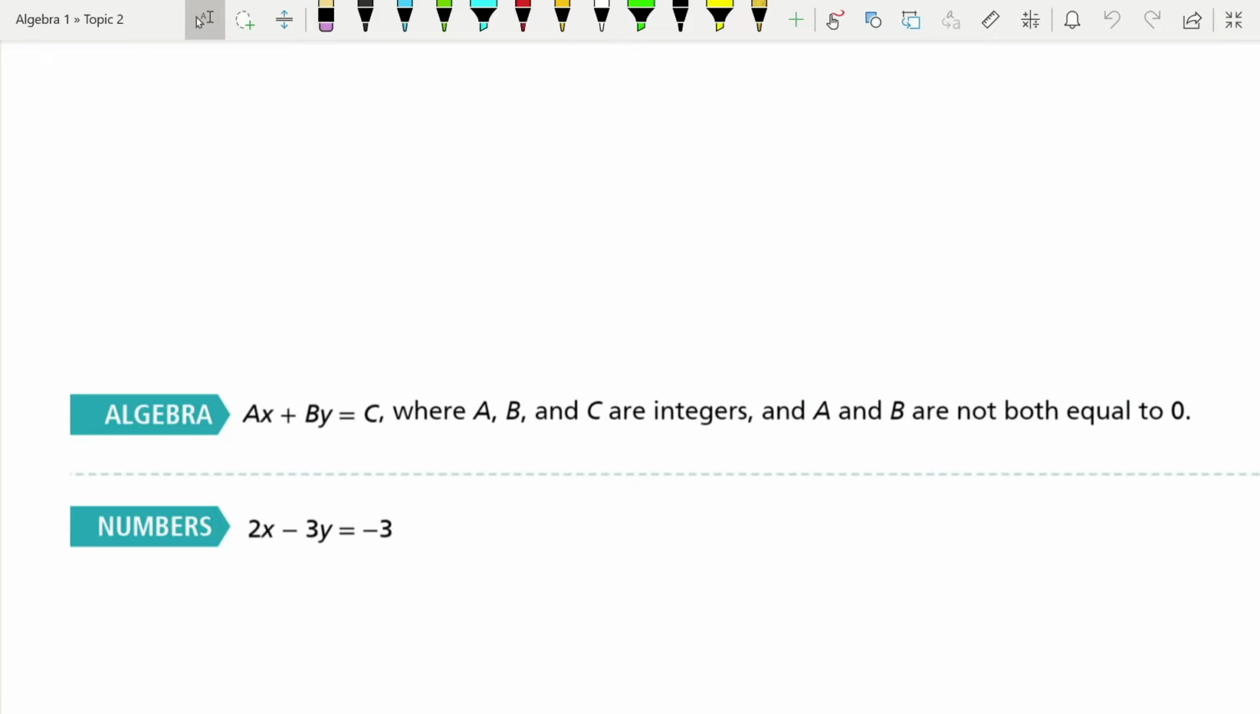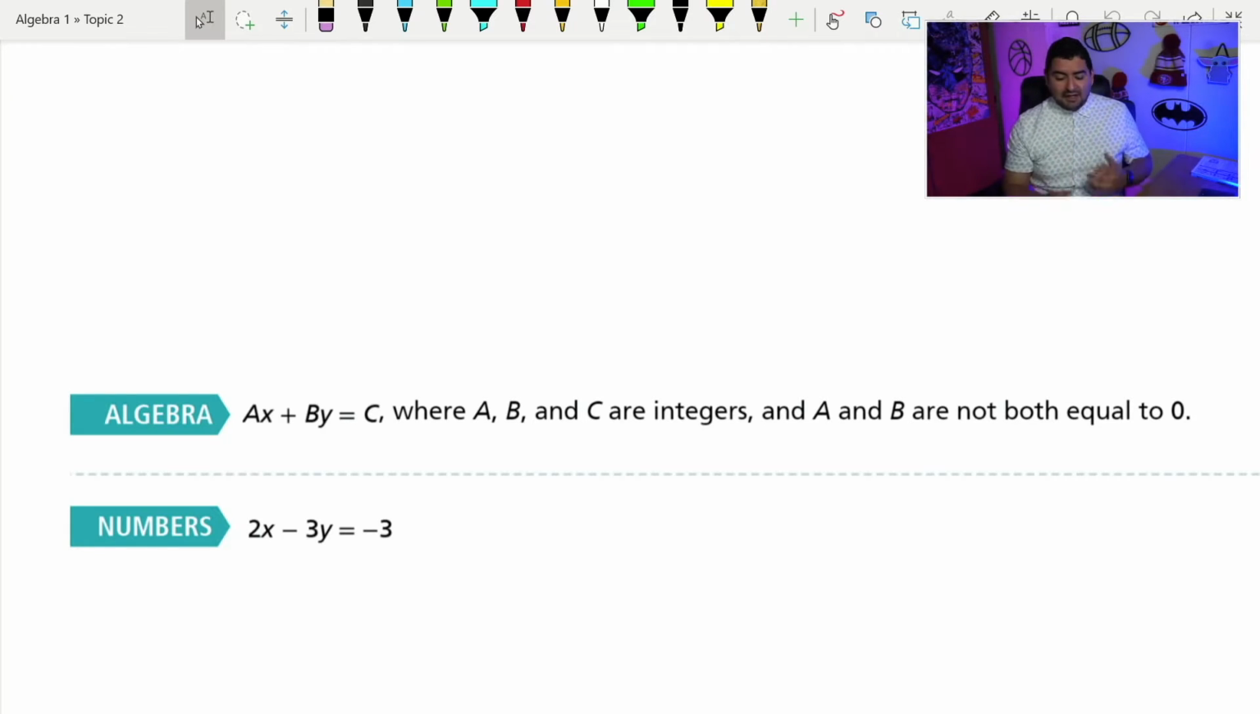In today's video, we're going to be talking about a different kind of form. So far we've talked about slope-intercept form and point-slope form, and today we're finally going to introduce standard form. So let's go ahead and take a look at it.